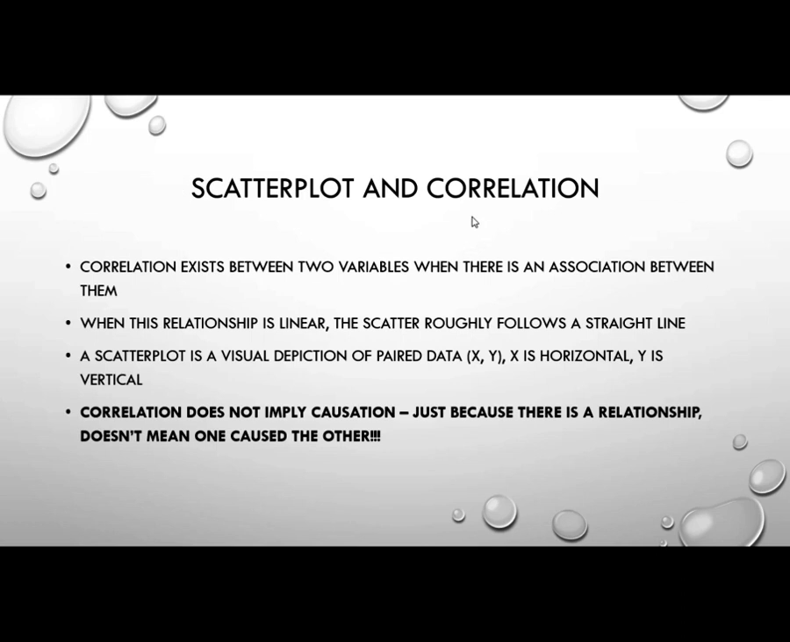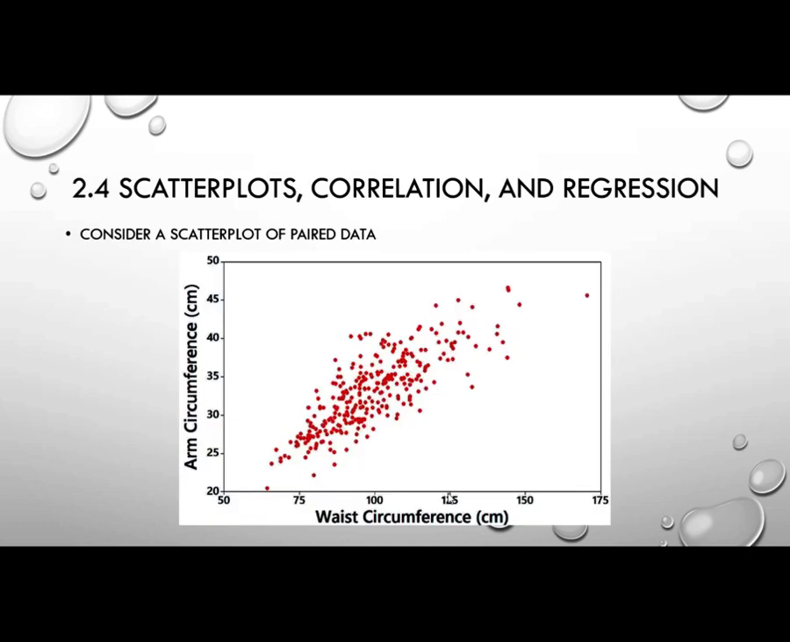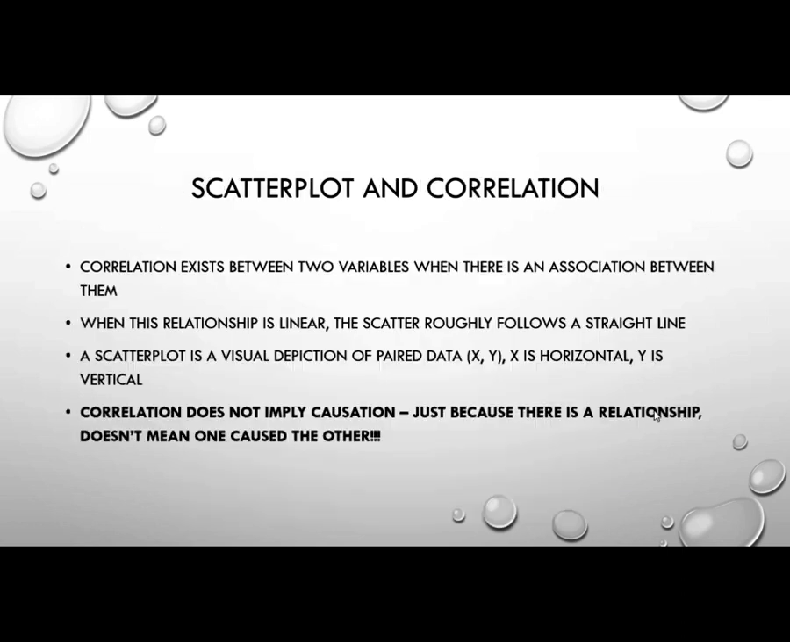Scatter plots and correlations. So a correlation exists between two variables when there is an association between them. So it's not unusual. If you have a very large waist, you're probably going to have a very large arm circumference. And if you have a tiny, tiny waist, you're probably going to have tiny, tiny arms as well. That's why this is a positive, strong correlation.